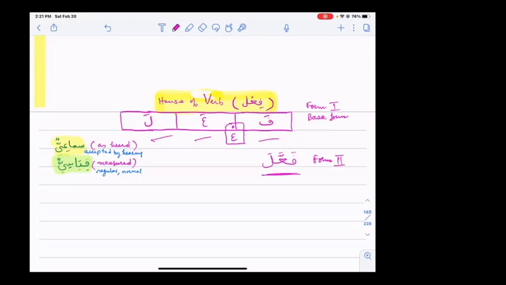Form 2. Fa'ala. You'll have to look at the verb and figure out how many letters are there. How many letters are here, my brother and sister? 4 letters. Why? Because fa, and then the shadda represents 2 letters.